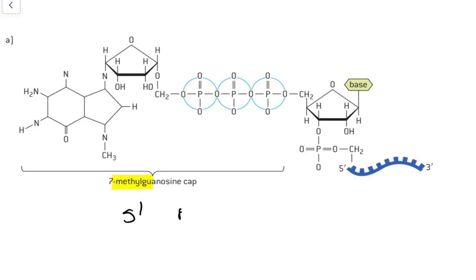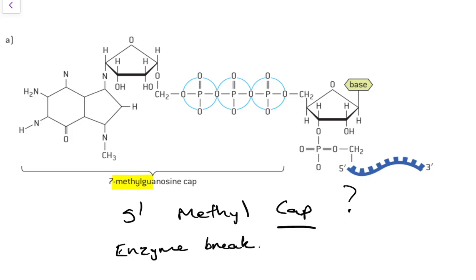5' methyl cap. So why does it have this? Why does it have a cap? Why do anything afterwards? Well, the cap protects it from enzyme breakdown. So it means that when you put the cap on it, it won't get broken down by enzymes, which would normally degrade RNAs. So this cap is a protective cap, and the same thing is true of the poly A tail.